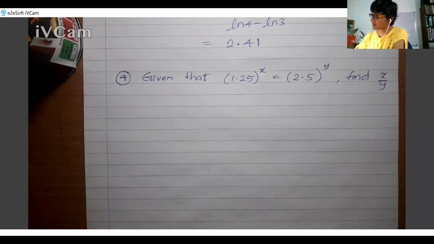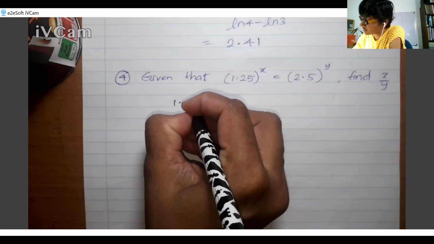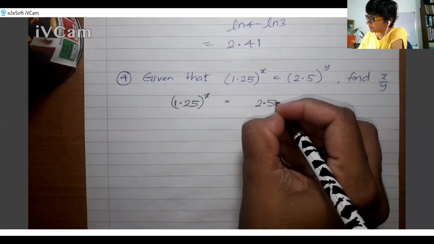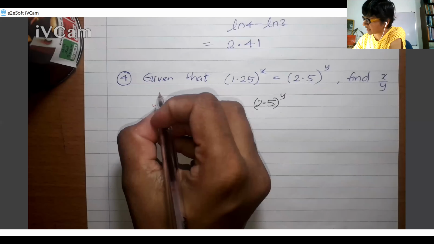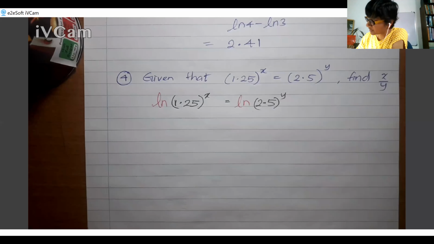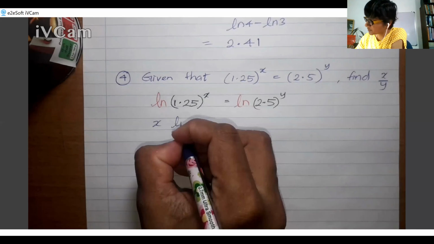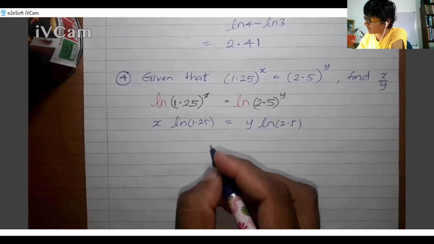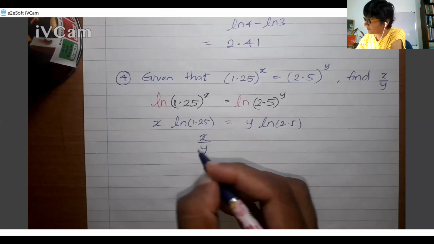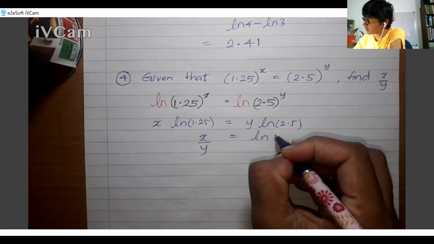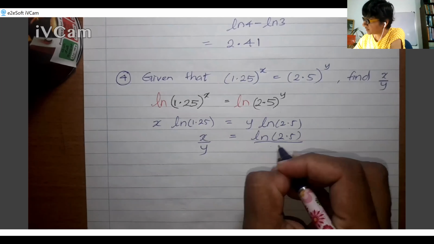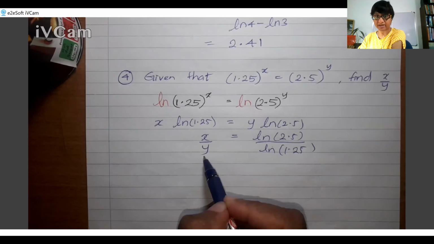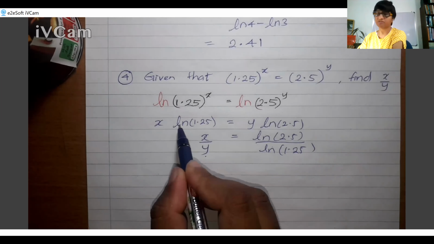So if I start, 1.25 to the power of x is equal to 2.5 to the power of y. You take ln on both sides. So this comes to the front: x ln, I'm just putting a bracket because it's a decimal number, 1.25 equals y ln 2.5. I need x over y now. So divide by y and take this here: ln 2.5 over ln 1.25. Right? I divided both sides by y. That's how the y came here. And also I divided both sides by ln 1.25.